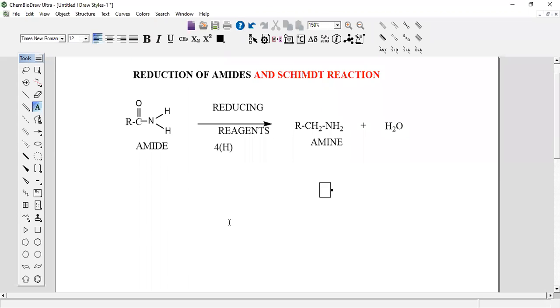Then what are the reducing reagents that can convert an amide into an amine? One reagent we can use is lithium aluminium hydride. Okay, it is capital H, lithium aluminium hydride. When you use this reagent, it supplies 4 nascent hydrogens and you will get the amine.